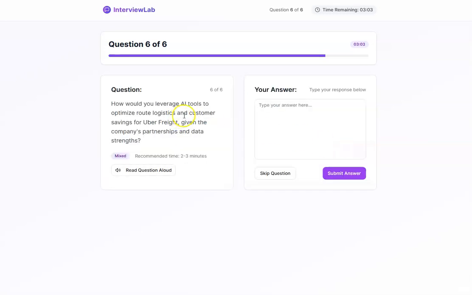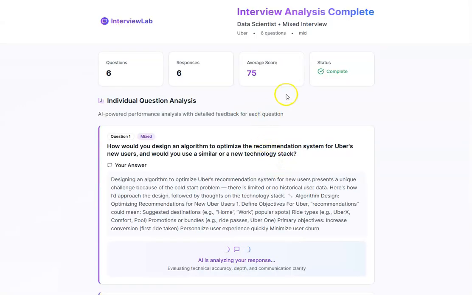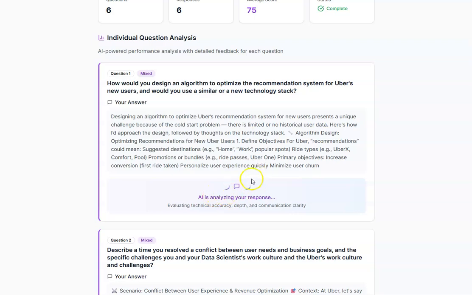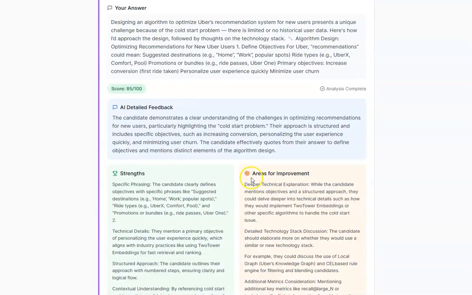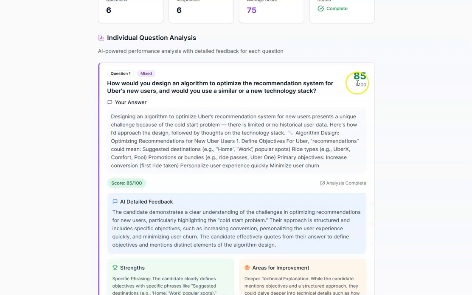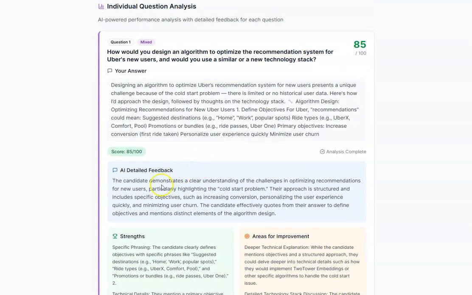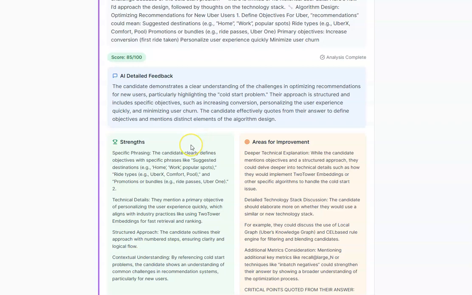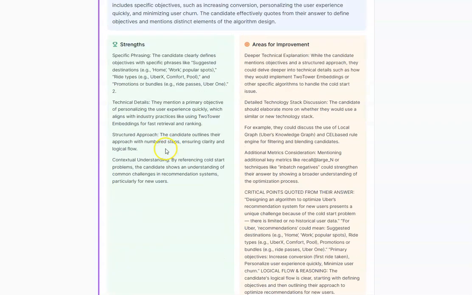How would you leverage your AI tools to optimize logistics for serving Uber, given company partnerships and data strengths? Another open question. I will skip this question, and then Sonar API is going to analyze my answers to generate very detailed feedback. For this one, I got 85 out of 100 because it says I demonstrated clear understanding. Sonar API uses the question and also the answer I provided to generate this detailed feedback, and also the strengths.